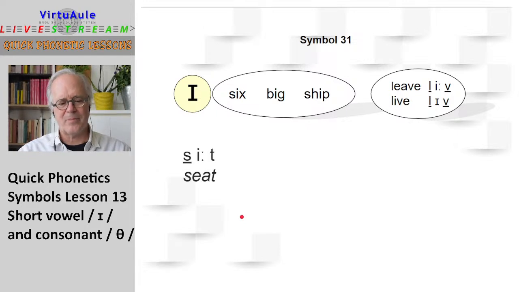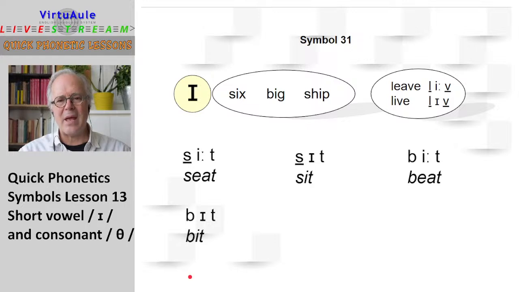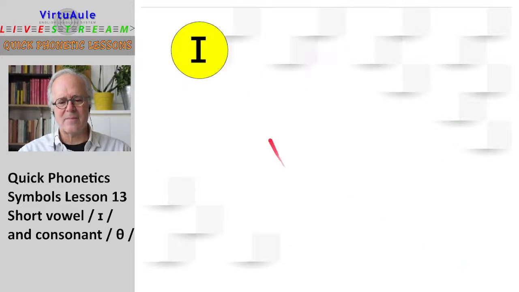Let's look at some words. Seat, sit, beat, bit, thin, shin. Okay? Now we'll look at this short vowel sound a little closer.